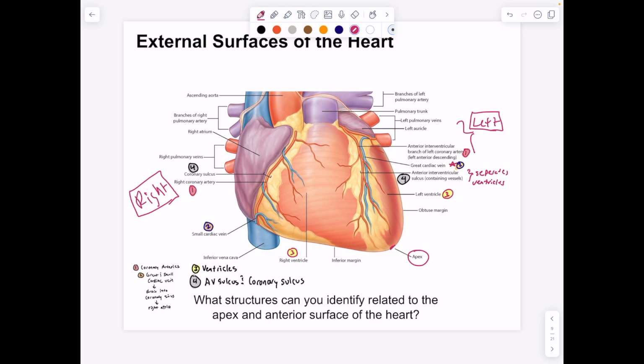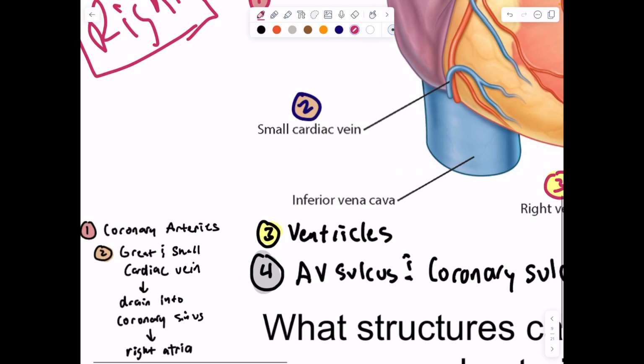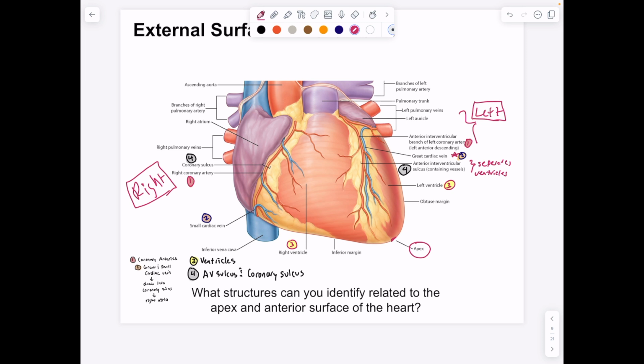And anyways, so I've labeled different structures that are pretty important, starting with the coronary arteries, right? Coronary like crown, so a crown around the heart. So we have the right coronary artery, right? This is the right side of the heart, and we can see that here. Then on the other side, the left side of the heart, we have the left coronary artery, and it has a number of different branches.